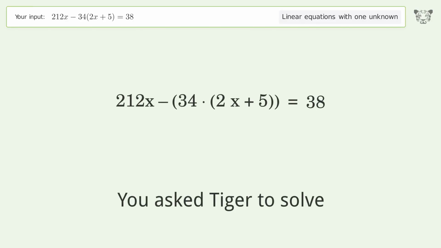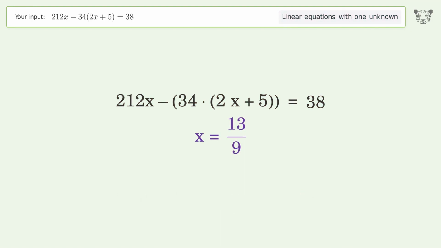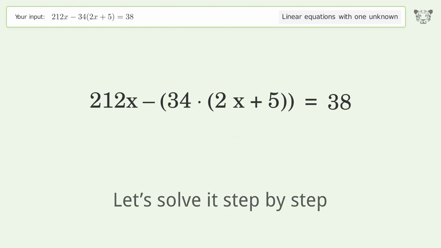You ask Tiger to solve. This deals with linear equations with one unknown. The final result is x equals 13/9. Let's solve it step by step.